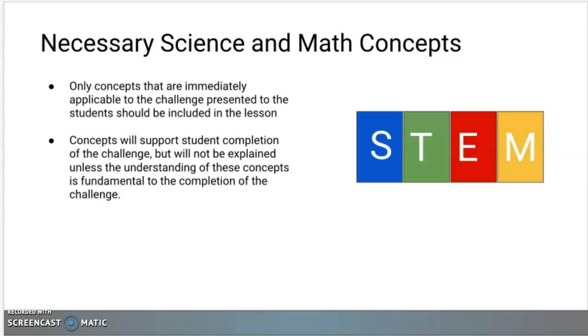And making sure that they were including necessary science and math concepts, the team only wanted concepts that were immediately applicable to the challenge to be presented to the students in the lesson. Concepts presented in the lesson should support the completion of the challenge, but will not be explained unless the understanding of these concepts is fundamental to the completion of the challenge. So basically, they did not want the students to have all of this conceptual knowledge thrown at them that was not going to be immediately useful for the challenge.